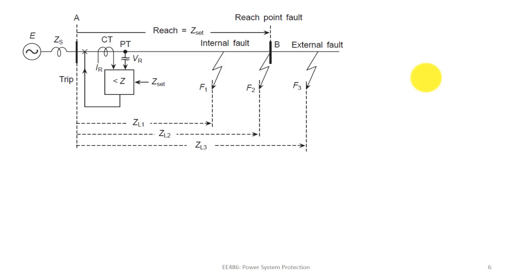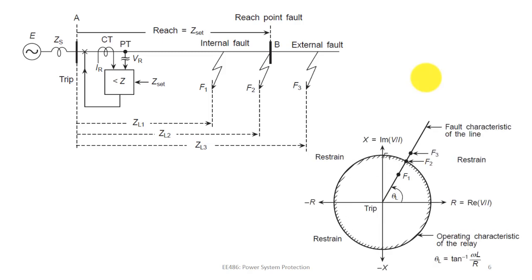So R is on the x-axis and X is on the y-axis. Okay, sorry, R is on the x-axis and your reactance is on the y-axis. Okay, so now let us see how it will look.